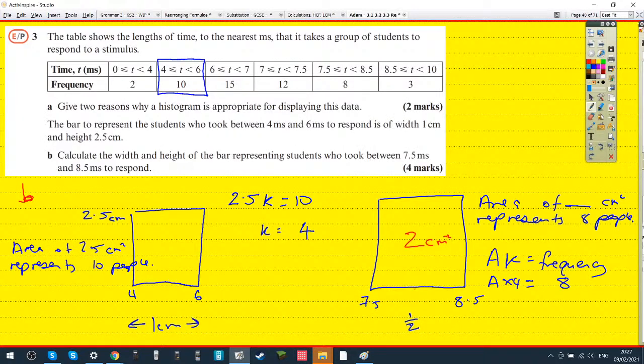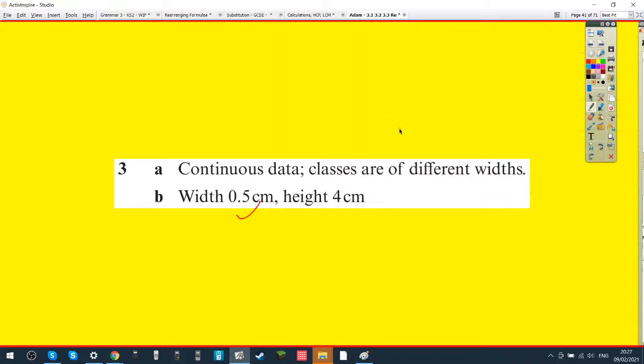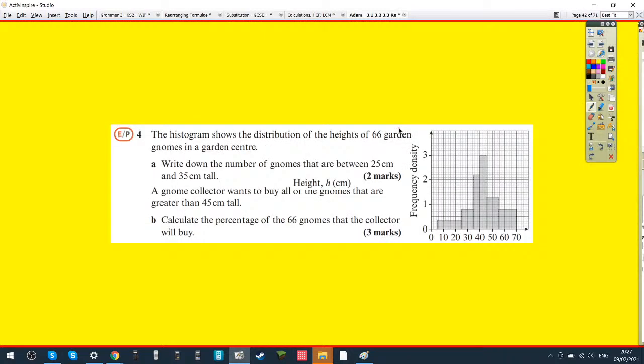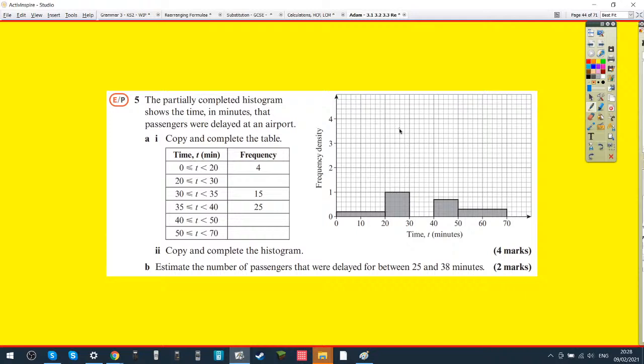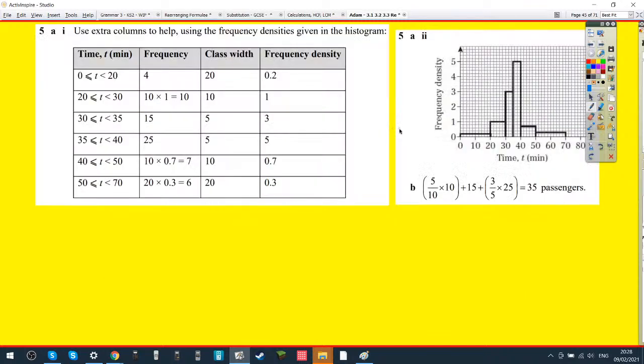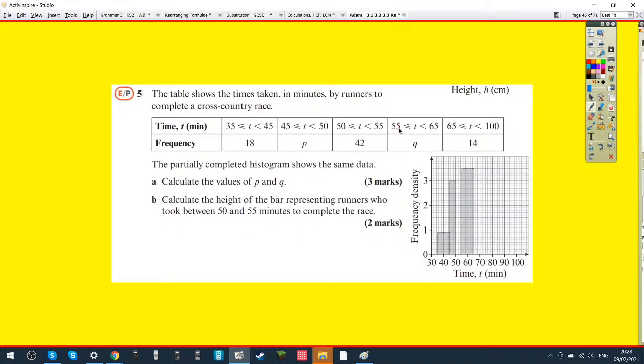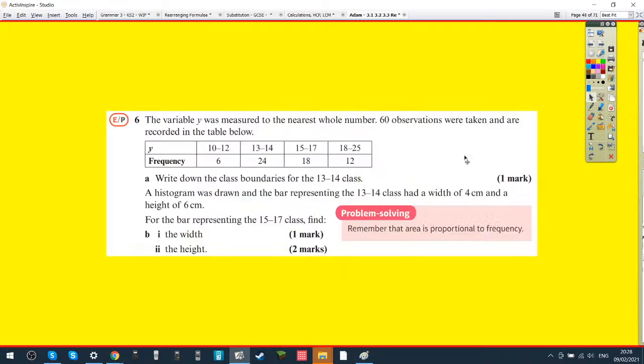Oh, they wanted the height. So what would be the height? Would you do 2 divided by a half? Yep, which gives you 4. K equals frequency over area: the area in centimeters squared times the constant of proportionality gives you the frequency. It helps to have this diagram. This is pretty common, where they give you half of one, half of the other, and you have to do that. But I think you're going to be okay with these ones. Okay, this is the one.